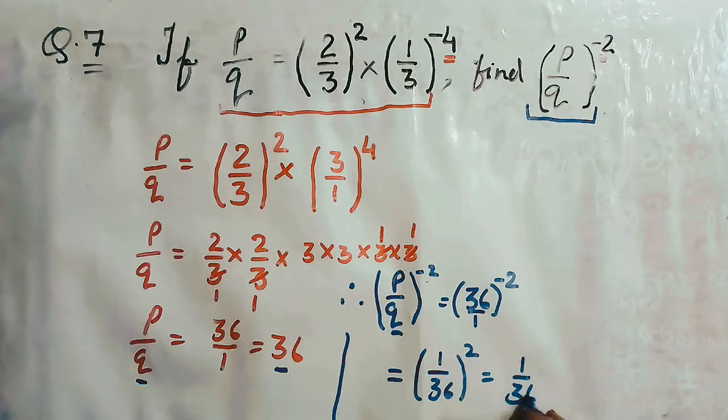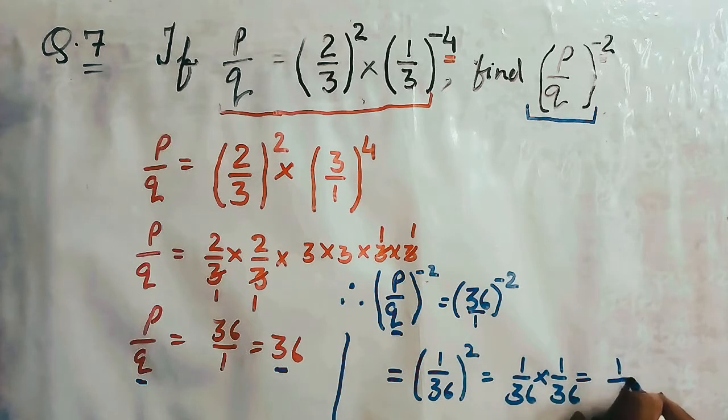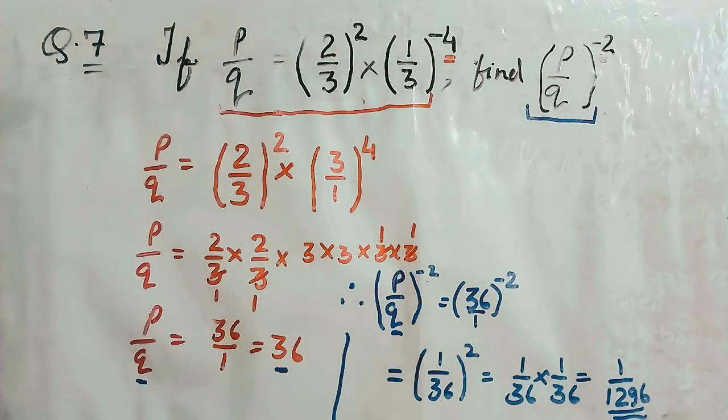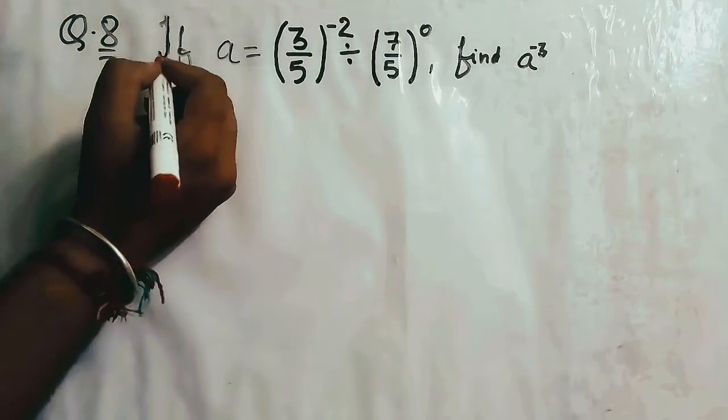And this will be equal to 1 upon 36 multiplied by 1 upon 36, which is equal to 1 1s are 1 in the numerator and 36 into 36 is 1296 in the denominator. This is your required answer. Let us see one more such different problem.